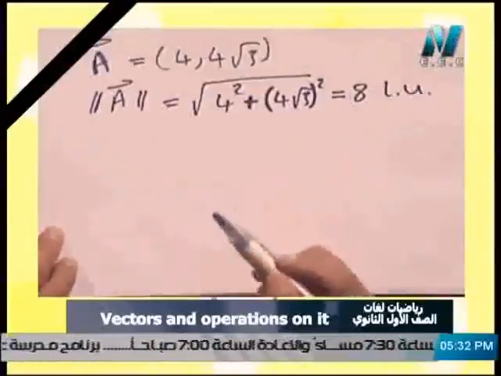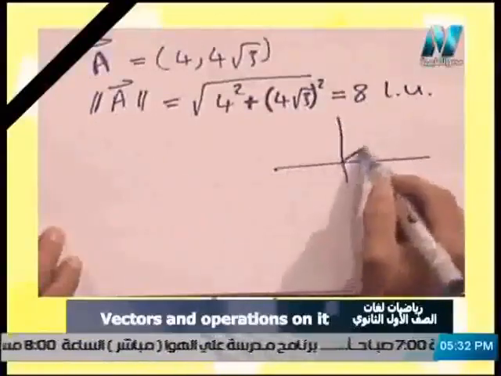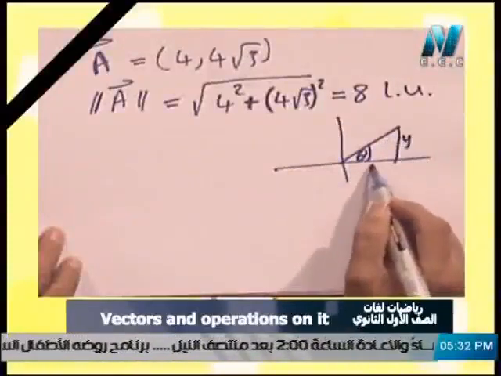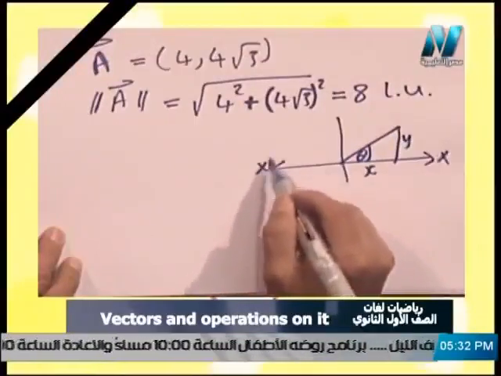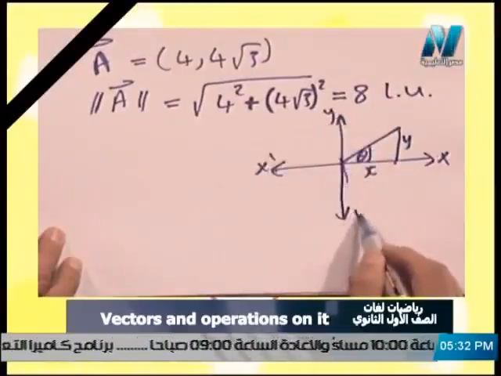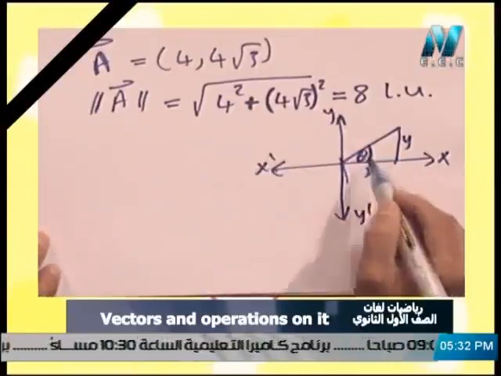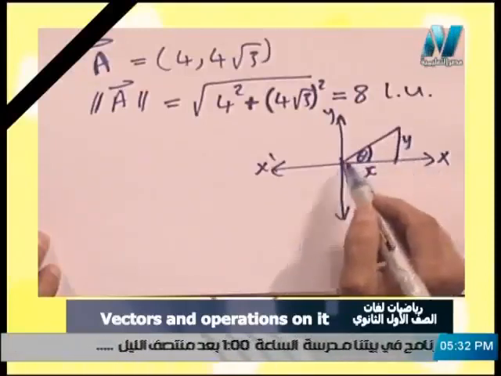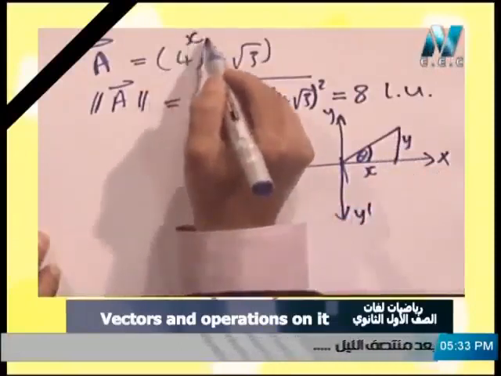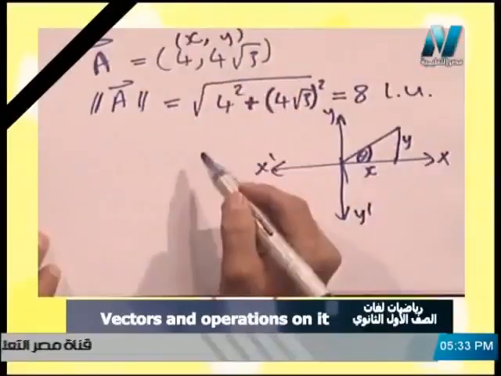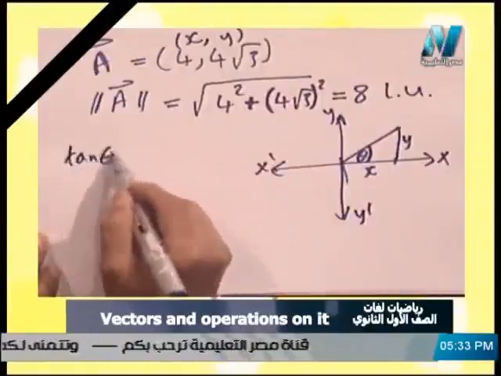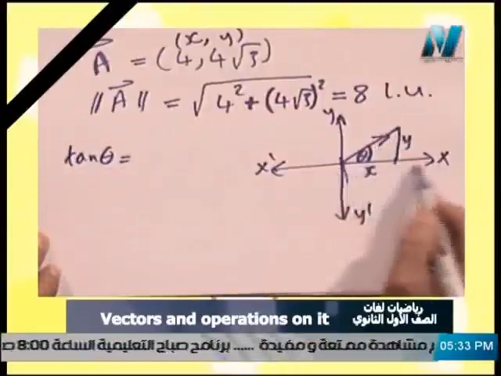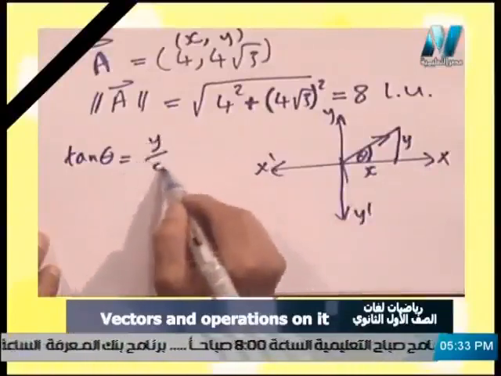And now we want to find or calculate the angle theta. We have here y and x, because this is the x-axis and this is the y-axis. Here theta, if we find tan theta, which is y over x, and we know that this is x and this is y, so tan theta, which is the angle that the vector makes with the opposite direction of the x-axis, equals y over x. What is y?